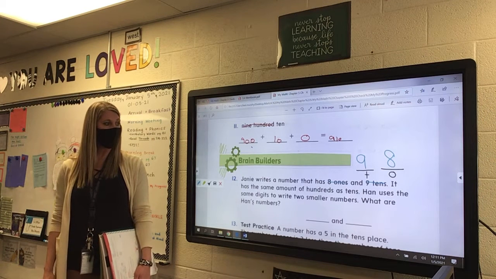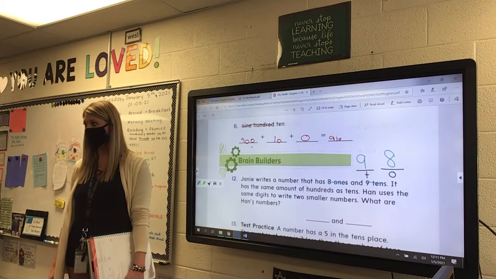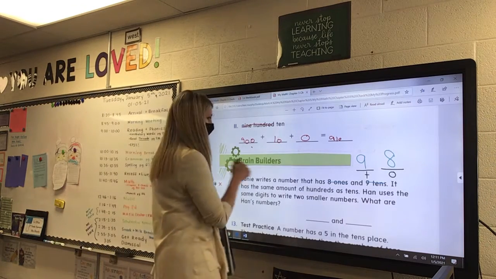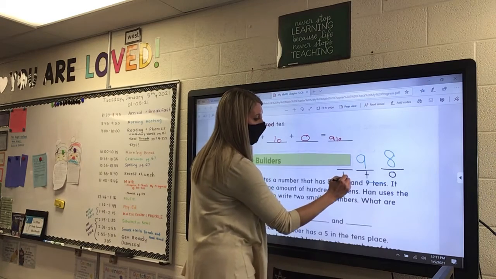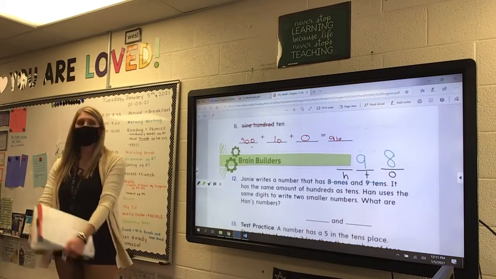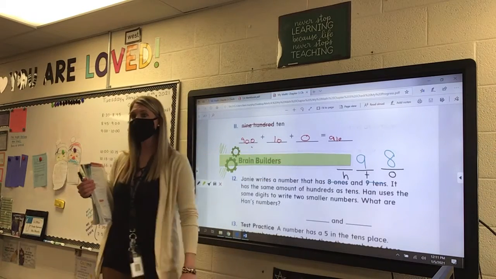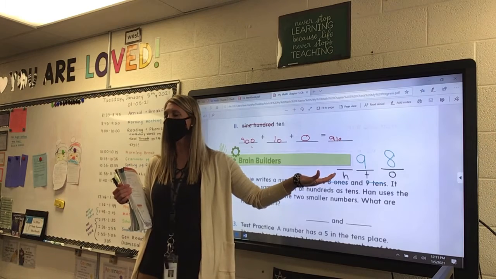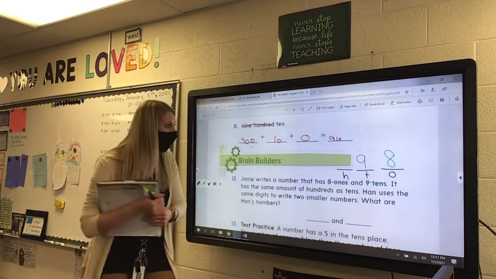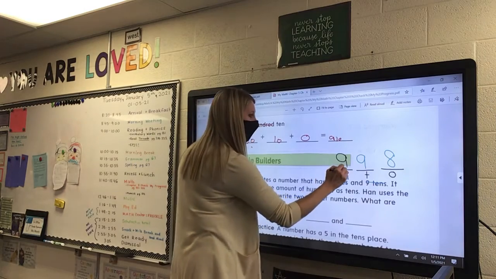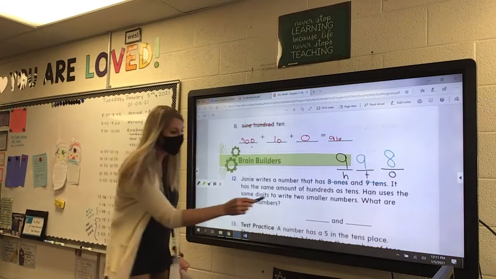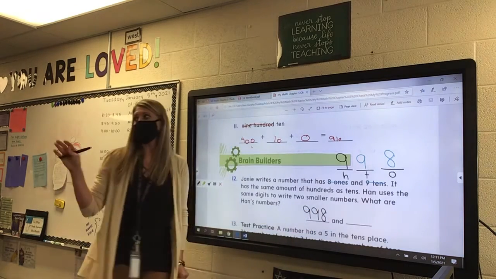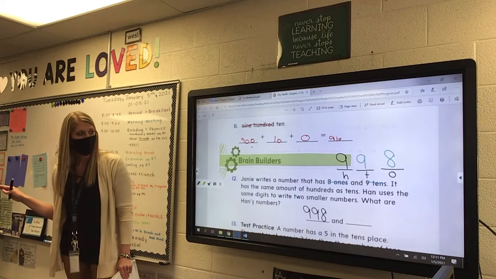It has the same amount of hundreds as tens. Uh-oh, we need to make another spot for hundreds. So, I'm going to make another line for the hundreds. Now, the hundreds number is the same as the tens number. So, everybody, what would my hundreds number be? 9. So 998. So that is the first number, 998. So we got the first part of this problem done.